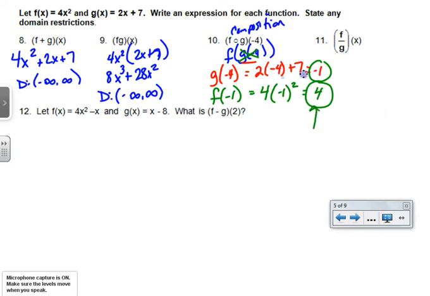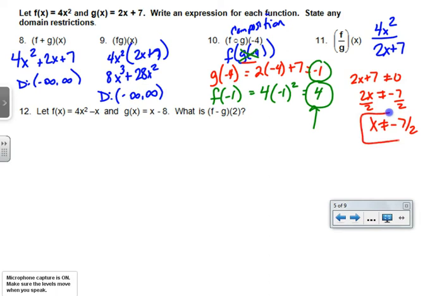For 11, and there's no domain on number 10, for 11, they want you to set up f divided by g, which looks like this. And then there is going to be a domain restriction because we know our denominator can never equal 0. So if I try to isolate the x, subtract 7 and then divide by 2, I can see from my domain restriction that x cannot equal negative 7 halves, or you could even write negative 3.5. That's equivalent.